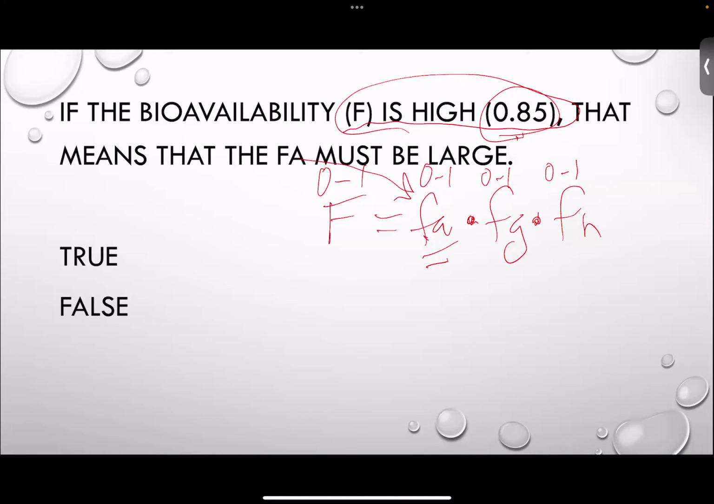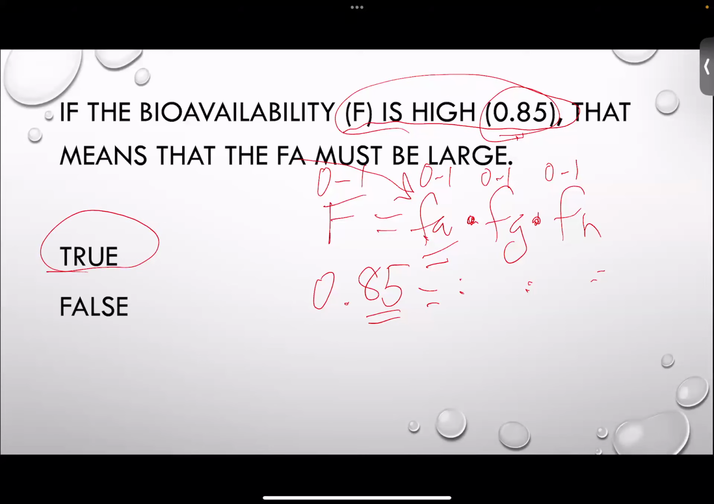So if we think about it that way, if our product of these three things is 0.85, that means that the smallest of these is 85%, right? At the very smallest, only one component can be 85%. So yes, that means that they're all relatively large, right? So that is a true statement. The opposite is not true though.